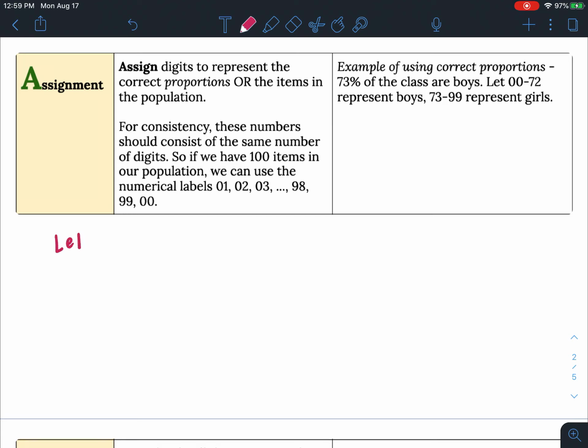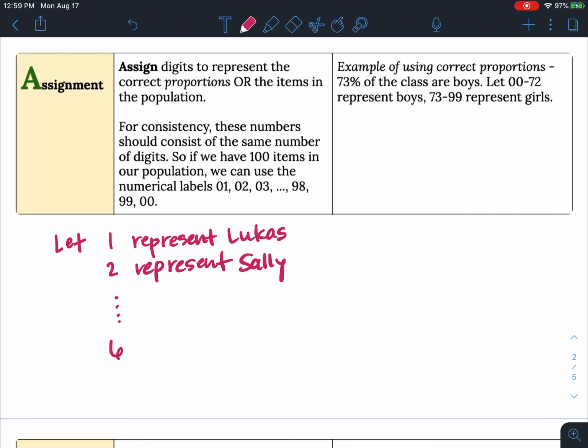So if we were starting it, we would say let 1 represent Lucas, 2 represent Sally. Okay, so you get the point, all the way to 6. Okay, so that's what we're doing. This was just how this example is. We'll be working through many examples over the next couple of days.